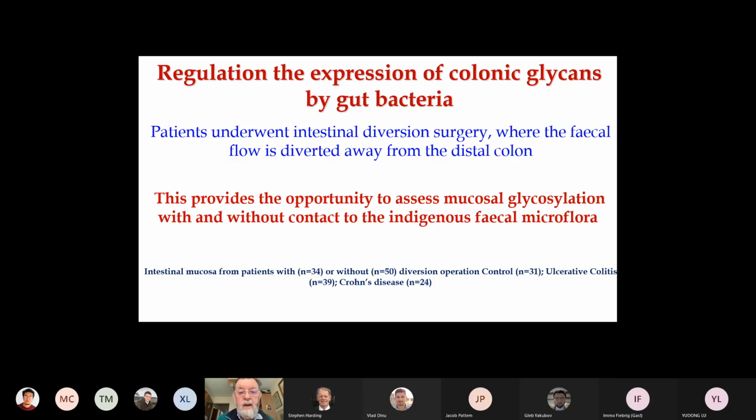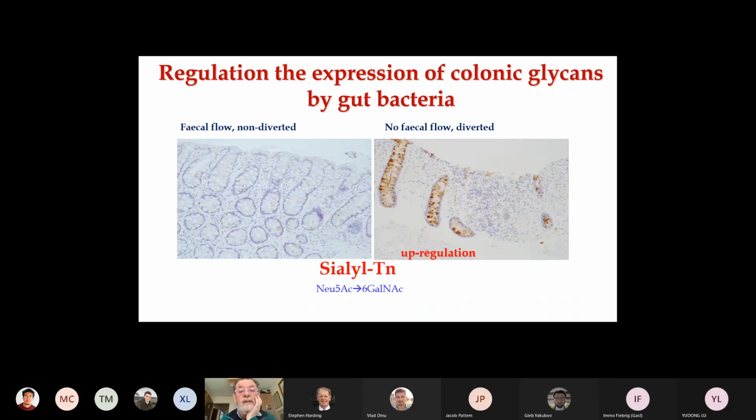So it means that there is a section of the intestine which is still in the patient, which is completely devoid of contact with the fecal microflora for all of that 3-month period. So this gives us an opportunity to assess mucosal glycosylation with and without contact to the microflora that's present. Okay, next please.